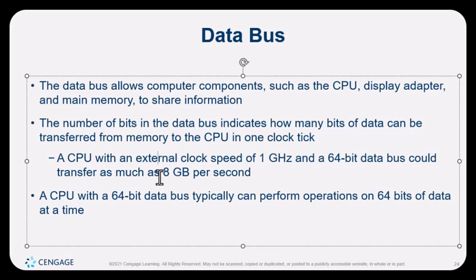So that means that this is one of the reasons that a higher bit width in your computer is much faster, because it can move data around much faster, because it has a lot more lines that can move data all at once.